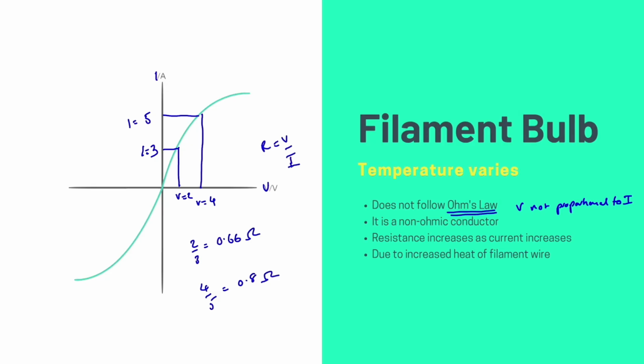And as you take values up this S, you can see that the resistance of a filament bulb increases as you increase the current and the voltage. So a characteristic of a filament bulb that's shown by the IV characteristic graph is that the resistance increases as the current increases, and that is due to the increased heat of a filament wire.